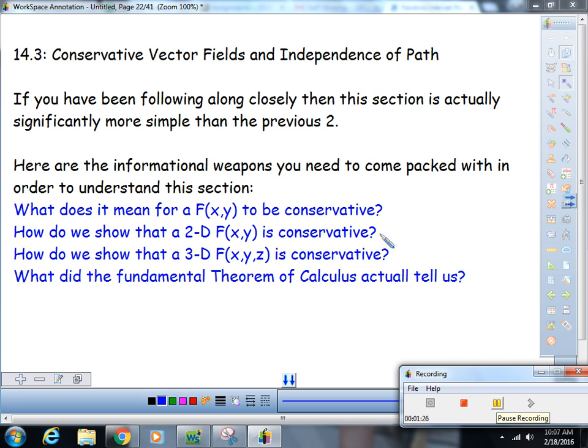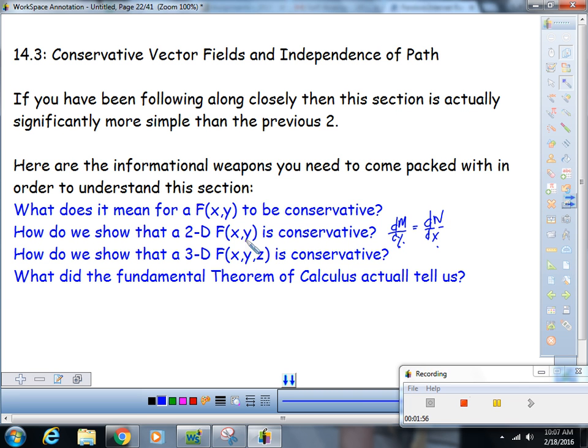Okay, so now how do we show that a two-dimensional field is conservative? Take i with respect to dy, take j with respect to gx. Excellent. This is the notation we've been using. Okay? That's how we've done it in two dimensions. Show that the partial derivative of the x function with respect to y is equal to the partial derivative of the y function with respect to x. If those two things are equal, then we say it is conservative.